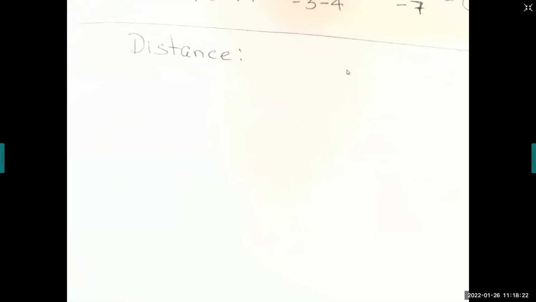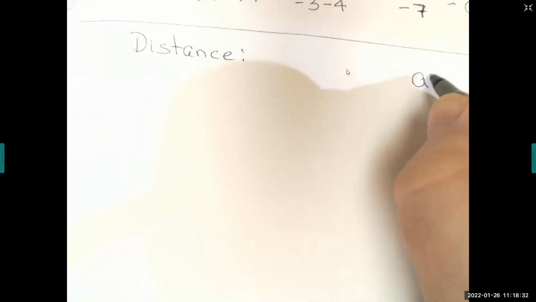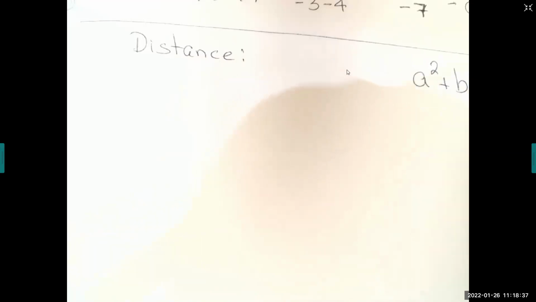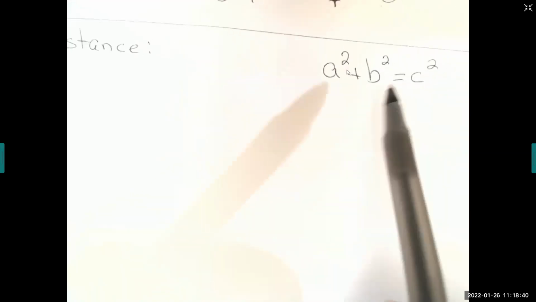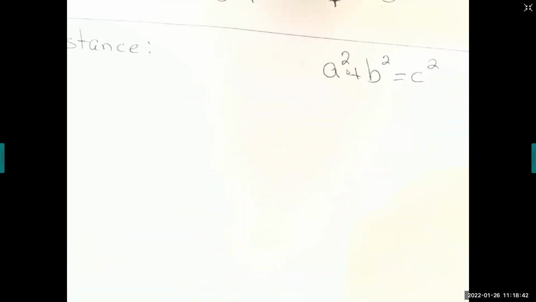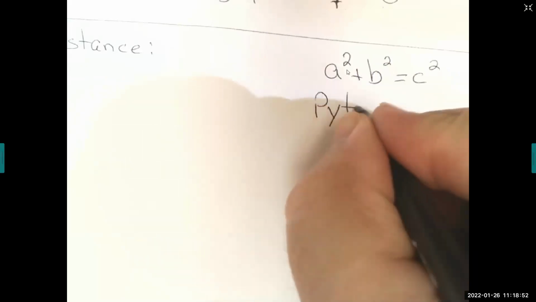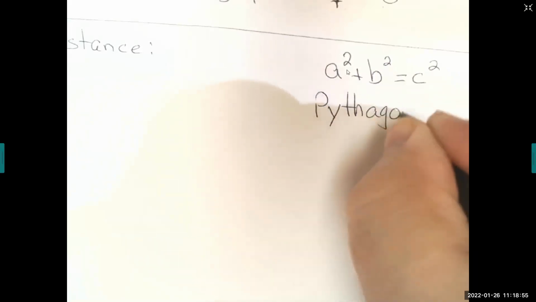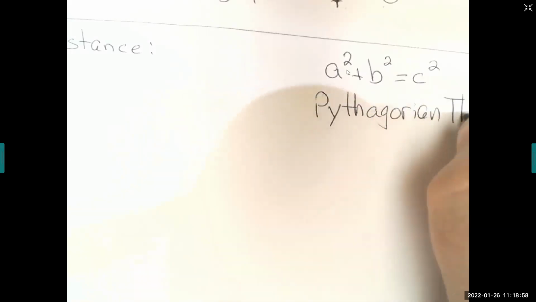The distance formula. I bet you all know it already. What is that equation? A squared plus b squared equals c squared. Have you all ever heard of that one? What is it called? Very good. Pythagorean Theorem.